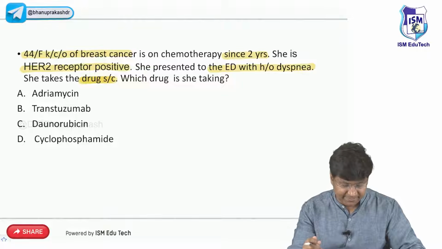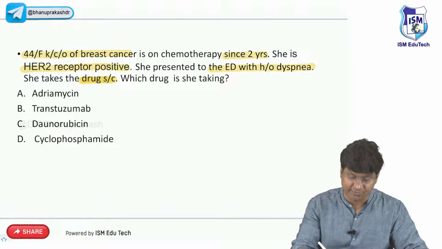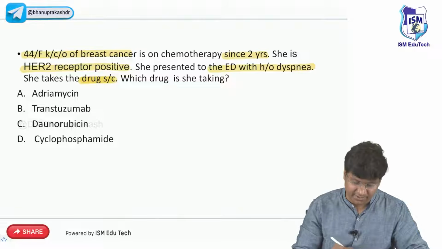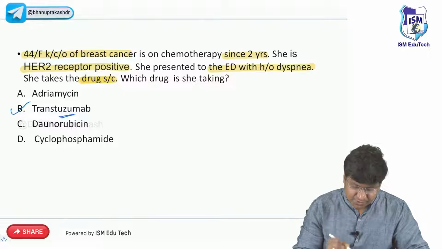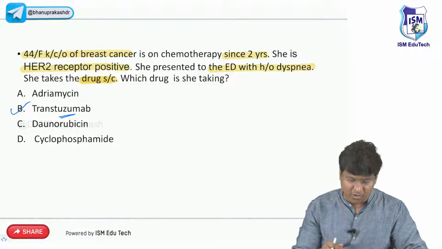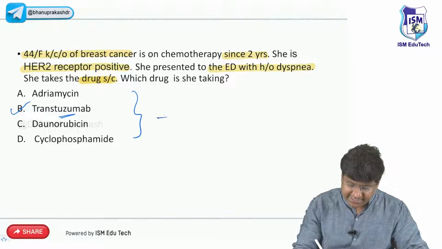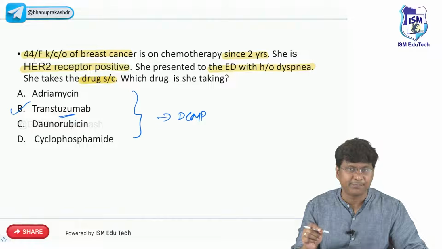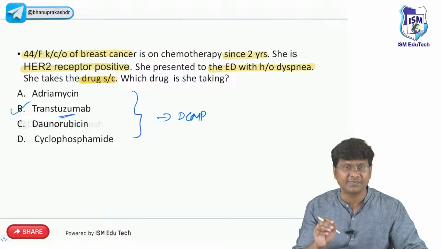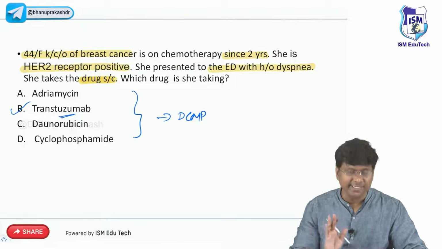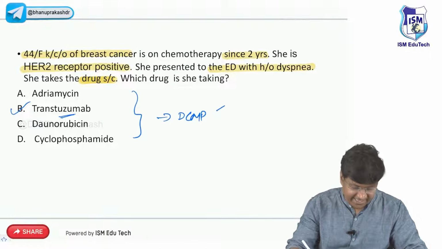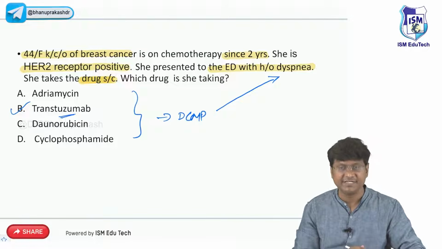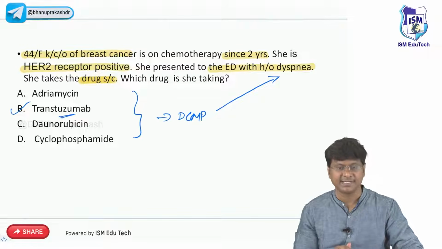Adriamycin, trastuzumab, daunorubicin, or cyclophosphamide. So the correct answer here is trastuzumab. See, all these chemotherapeutic drugs can cause dilated cardiomyopathy. But trastuzumab is the one which is given in HER2 receptor positive breast cancer, and that is the one which is given subcutaneously, and that can cause dilated cardiomyopathy, and that is the reason why the individual is having dyspnea. So the answer here is trastuzumab.